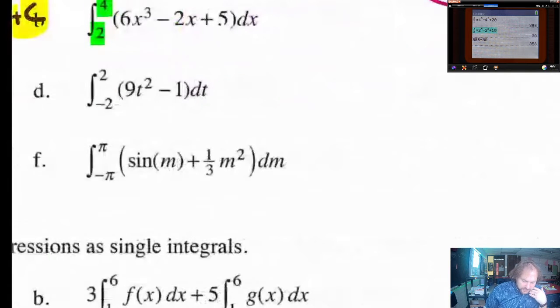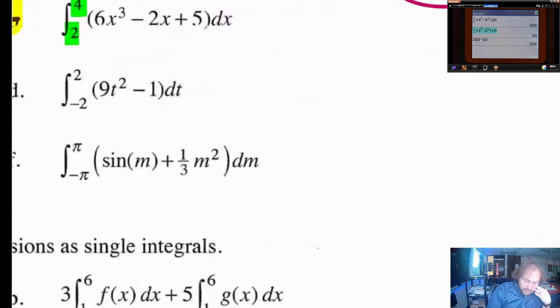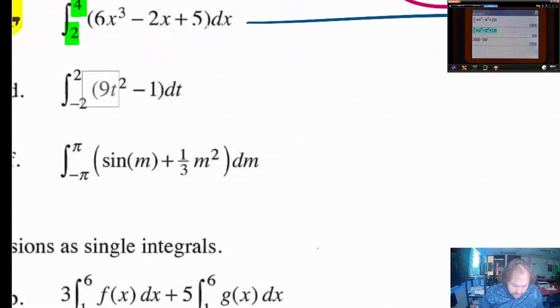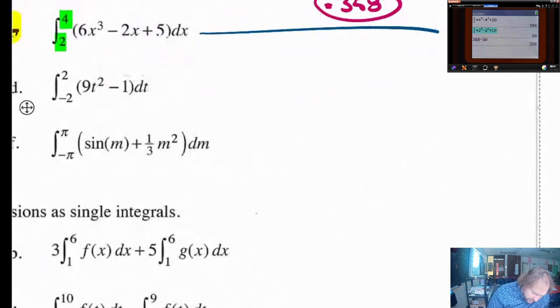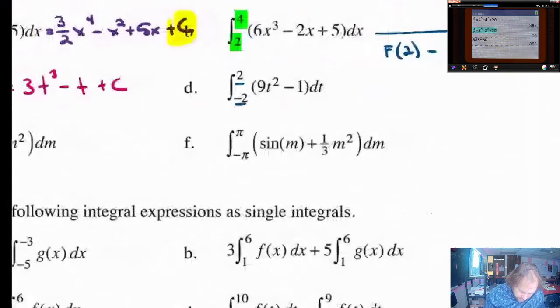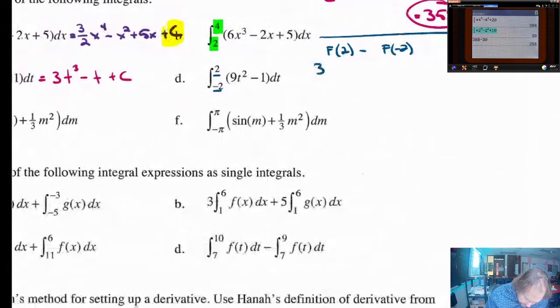Next, we have this guy, which is the same one, only this time I'm just going to separate my work into sections here. We're going to be doing the same problem, only this time we got some bounds. We got -2 and we got +2. So we're going to do capital F of 2 minus capital F of -2. So that is going to be 3 times 2 to the third minus 2. That's the first chunk. Minus 3 times -2 to the third minus -2.